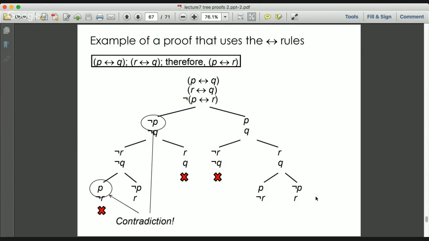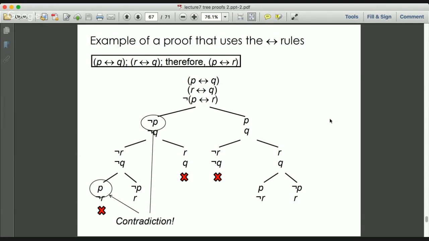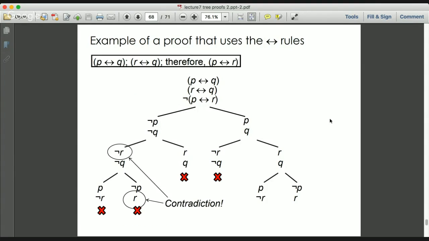And we've unpacked everything at this point, this was the last thing that needed unpacking. So all we need to do now is check the branches to see whether or not we've got a contradiction. Lo and behold, we do. We've got P and not P in that leftmost branch. And the next one in, we've got R and not R.